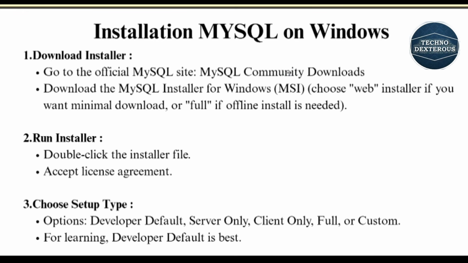install MySQL on Windows. For the installation of MySQL, go to the official MySQL site, MySQL Community Downloads. Download the MySQL installer for Windows. Then run the installer. Double click the installer file. Accept the license agreement. Third one is choose the setup type. Options: developer default, server only, client only, full or custom. For learning, developer default is best.